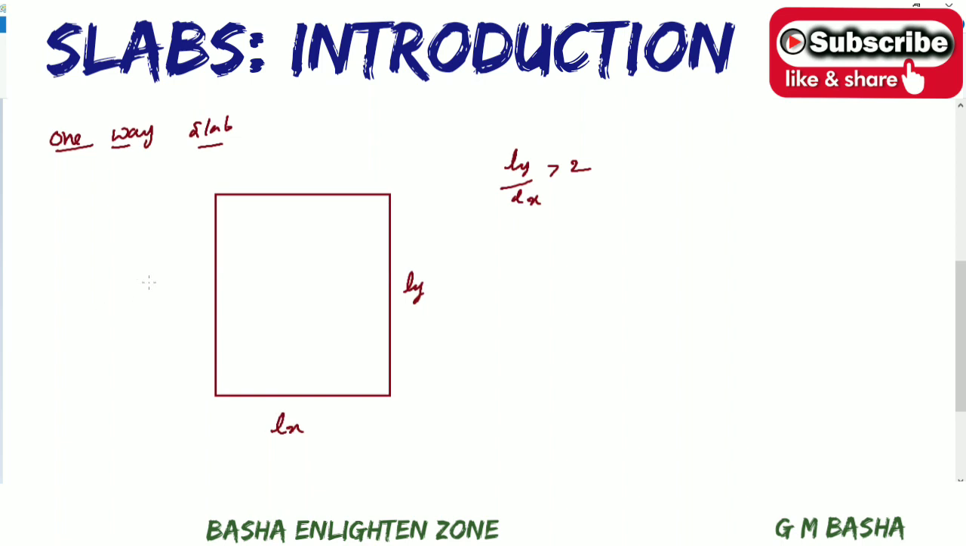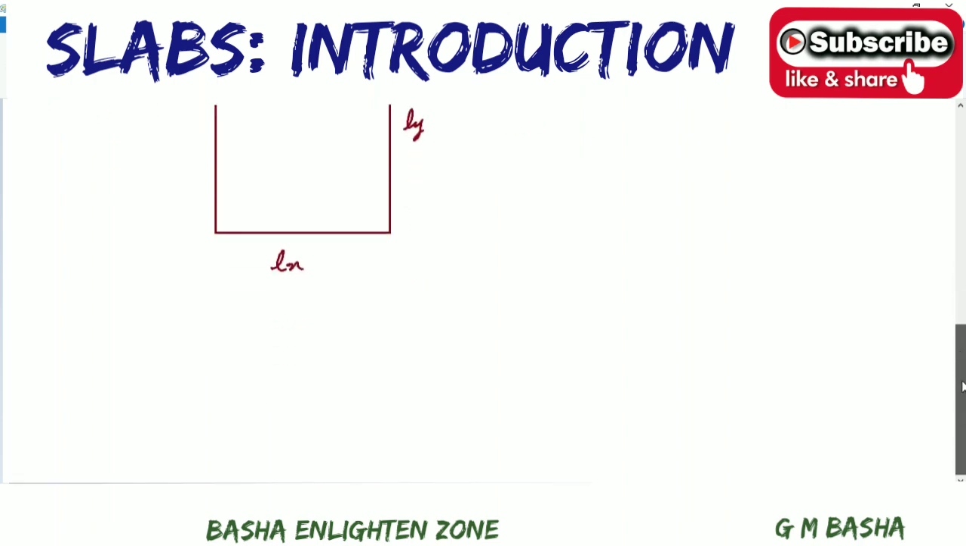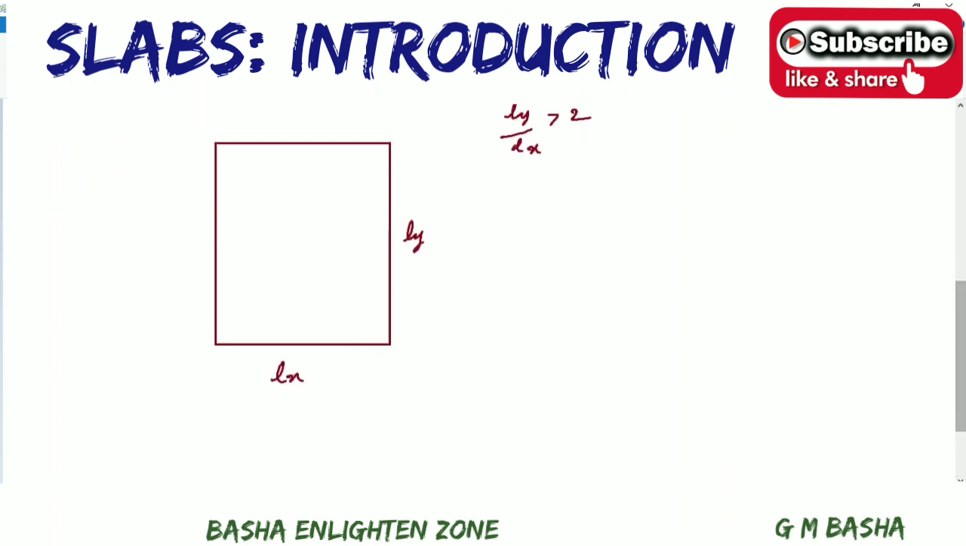Slabs which are supported on all four edges and the ratio of longer span to the shorter span is greater than 2 are called one way slabs. One way slab bends in one direction along the shorter span. Means if you observe this, there is a chance of bending in this direction only. I will show you the cross section, which is the deformed shape.